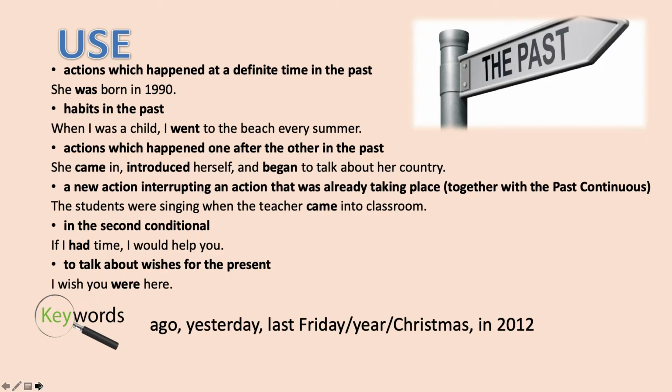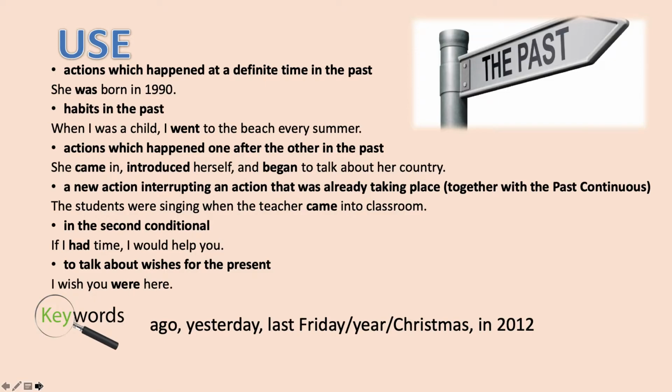So when do we use the past simple? For actions which happened at a definite time in the past. So we say, she was born in 1990, and 1990 is the definite time in the past. You could say yesterday, you could say last Tuesday, and these are definite times in the past. For habits in the past, for example, when I was a child, I went to the beach every summer. For actions which happened one after the other in the past: she came in, introduced herself, and began to talk about her country.